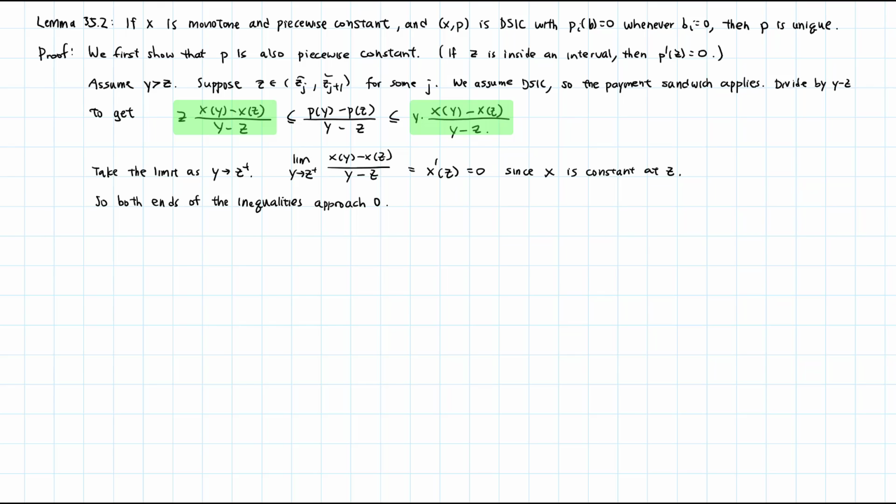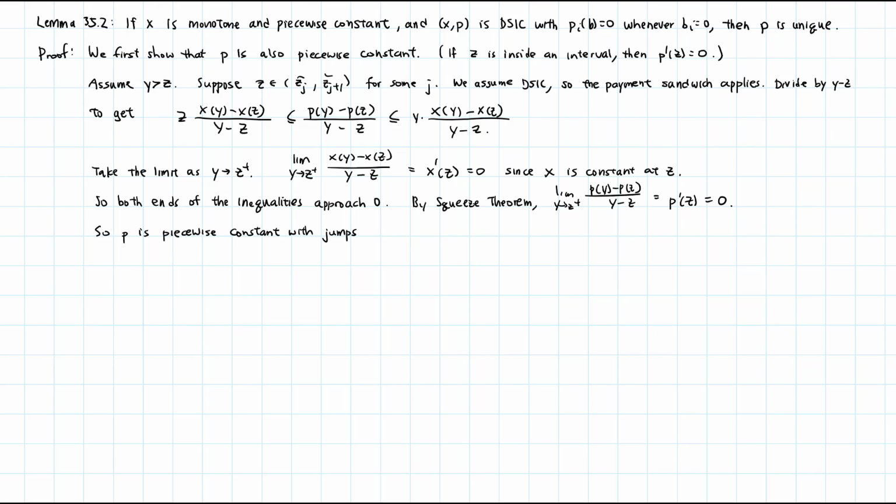If you remember from calculus, we can use the squeeze theorem to say that the limit of the middle term is also 0. But this limit is just p'(z). So this tells us that whenever z is within an interval defined by x, the payment rule is flat. So p is also piecewise constant with jumps at the same places, z1 bar to zq bar.